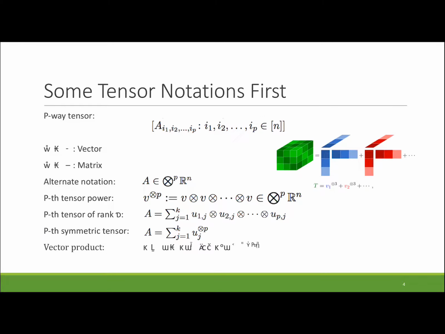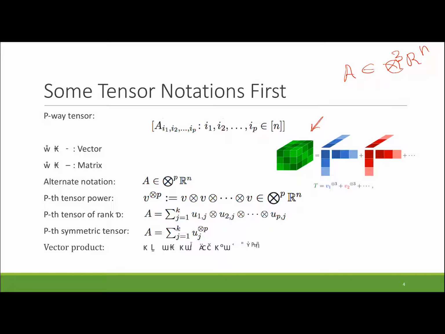So let's see how we can use spectral methods. Before moving forward, let's see some tensor notation first. A tensor is a generalization of a vector and a matrix. A matrix is a two-dimensional array, and a tensor is a higher dimensional array. This is a three-way tensor here, and I use the notation A in R^n cross 3 to show this specific tensor. And this cross is the notation for the tensor product.